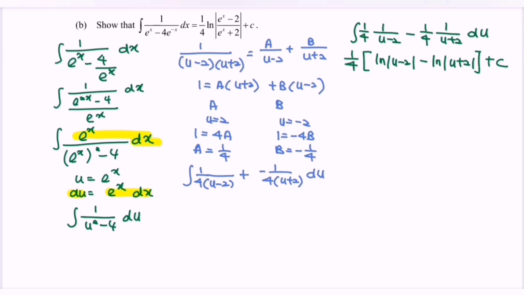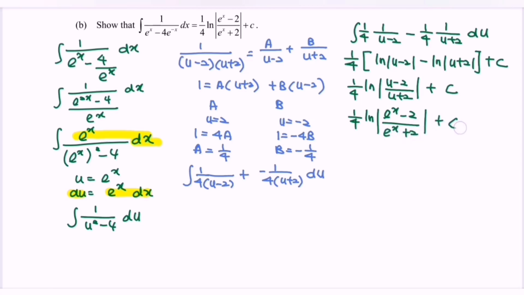So kindly simplify the situation. We have 1 over 4 ln bracket u minus 2 over u plus 2. So kindly substitute the exponent. We have 1 over 4 ln bracket e to the x minus 2 over e to the x plus 2 plus c.